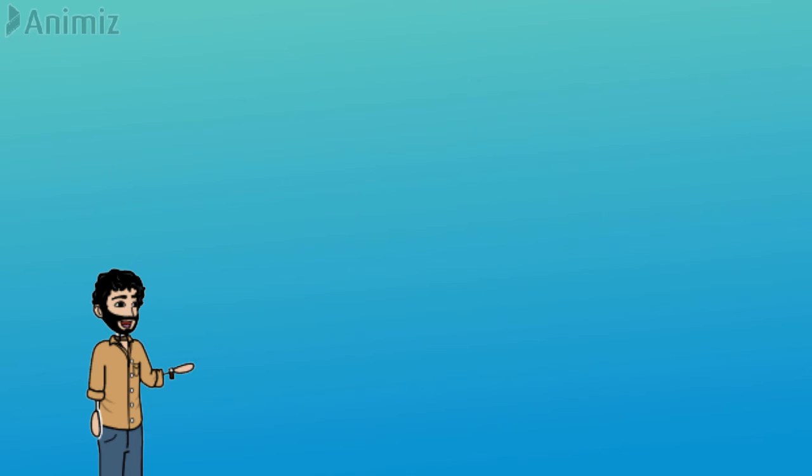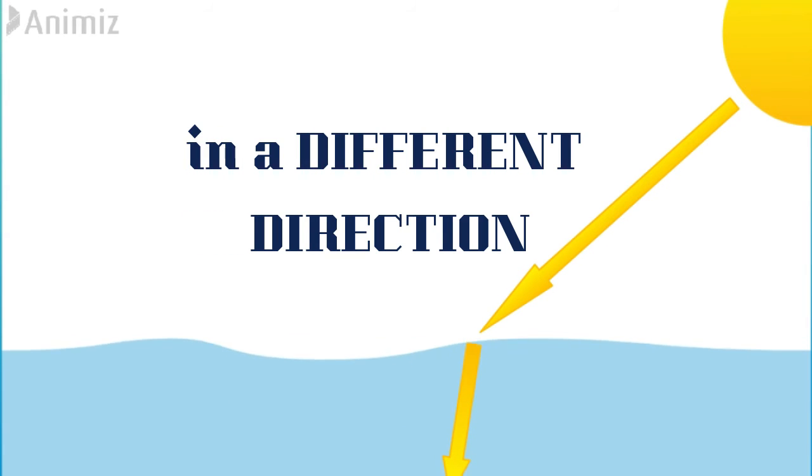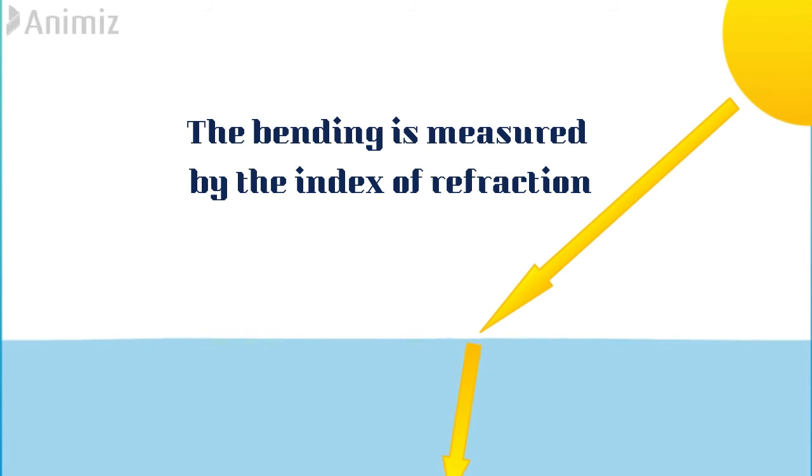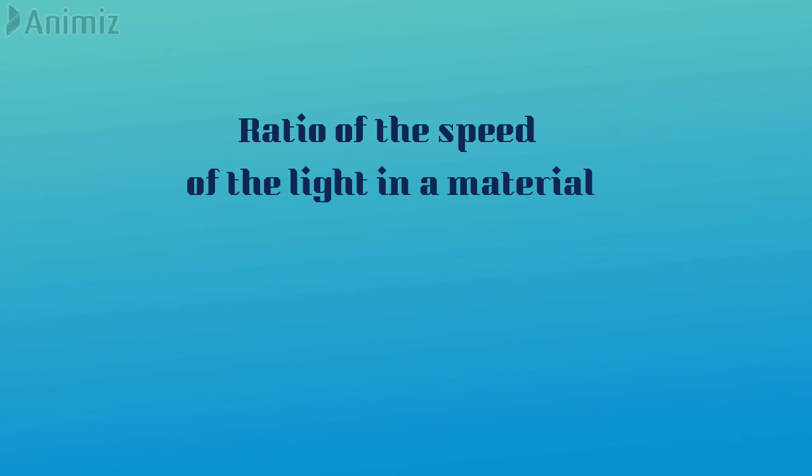You see, kid, as you already know, reflection is when the light bounces off a surface at an angle equal to the ray of incidence. But refraction is when the light bends into a different direction, and the bending depends on the index of refraction, which is the ratio of the speed of light in a material.